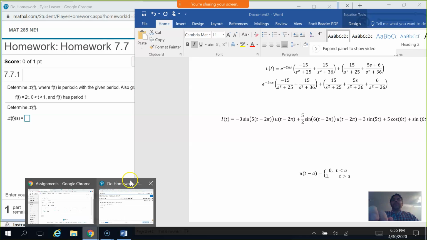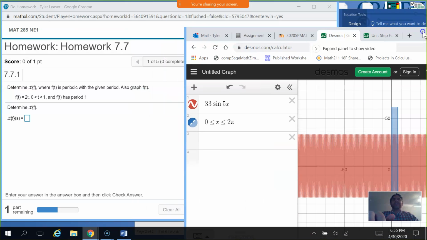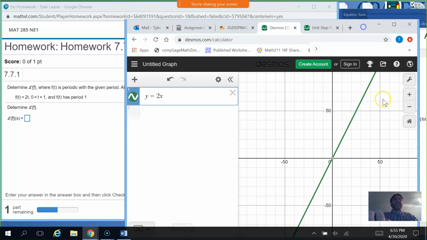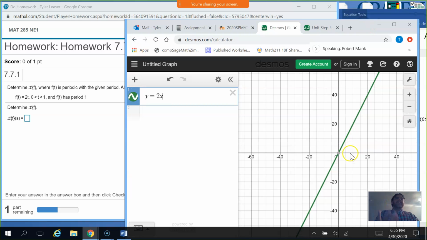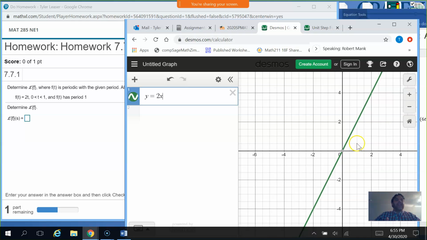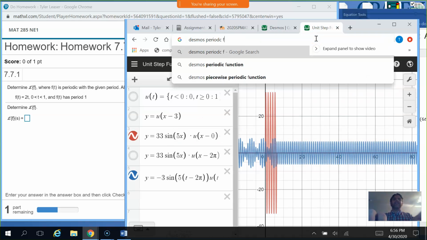So going to Desmos real quick. If we just graph the function 2t, y equals 2x for us, it's this diagonal line. But what we're saying is that we're going to stop it at 1 and then have it repeat that process forever and ever. I don't know of a really good way of graphing that. Let's see if Desmos can. Desmos periodic functions.